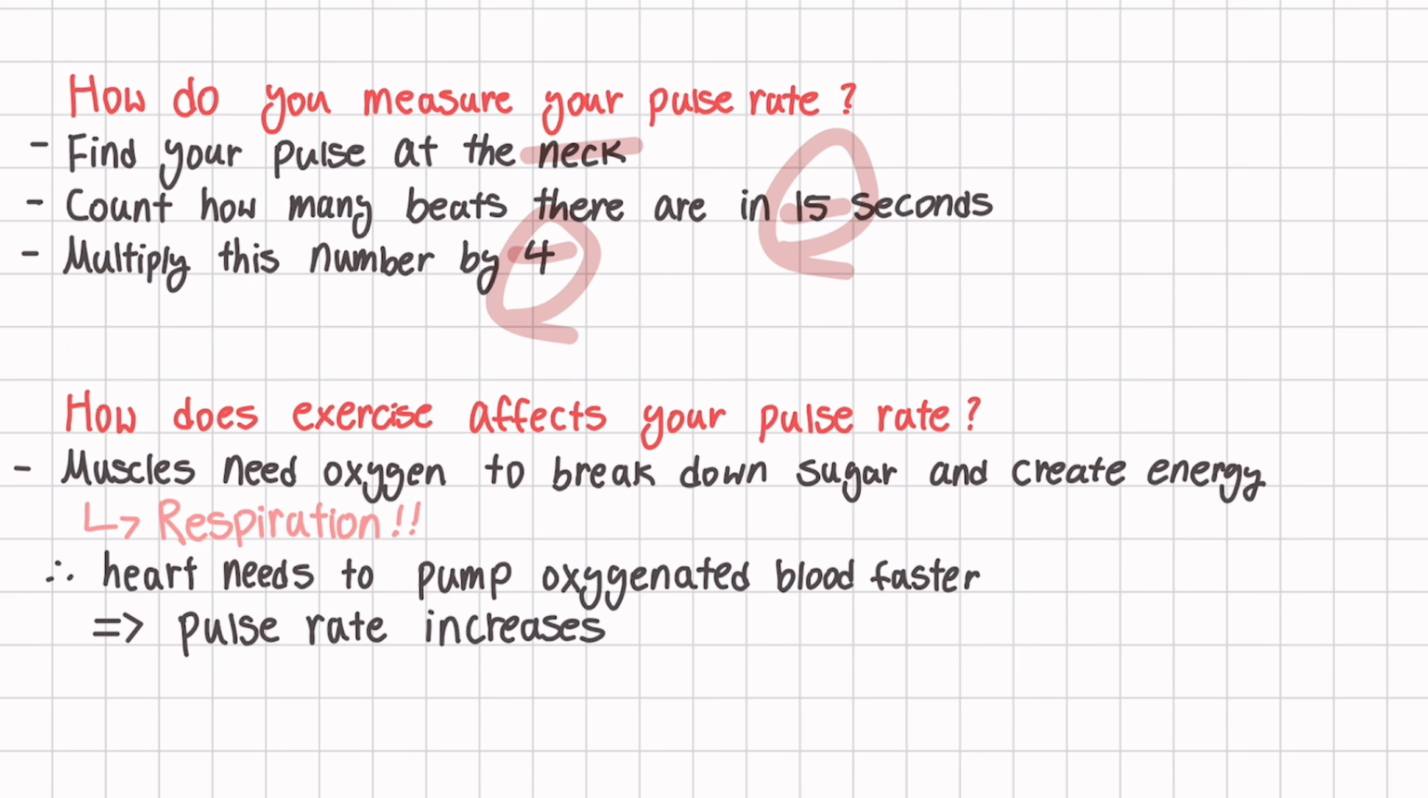So, how does exercise affect your pulse rate? Basically, you have to know that muscles can easily get tired, and that they need oxygen to break down sugar and create energy. And when I mention oxygen, sugar, and energy, you might have noticed that these appear in the equation for respiration. And yes, you're right. So in order to create more energy, your muscle cells need to carry out more respiration. As a result, your heart needs to work harder and pump oxygenated blood faster, which means that your pulse rate will increase because your heart is beating more in a given amount of time.